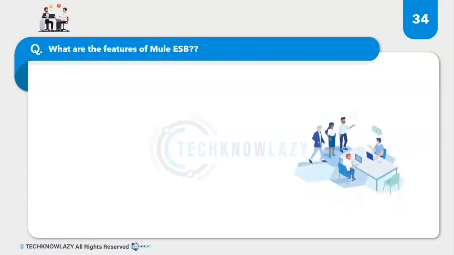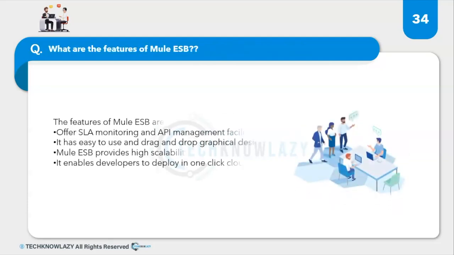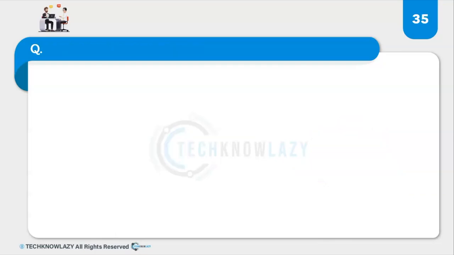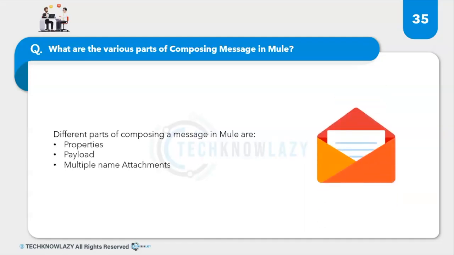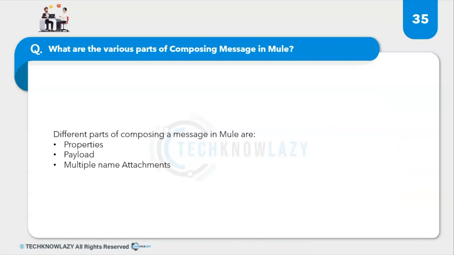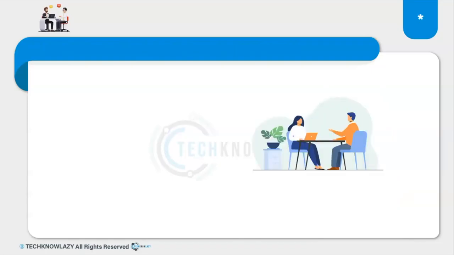Now the 34th question. What are the features of MuleSoft ESB? The features of MuleSoft ESB are it offers SLA monitoring and API management facility. It has an easy to use drag and drop graphical design. Mule ESB provides high scalability. It enables developers to deploy in one-click cloud. Now, last question. What are the various parts of composing a message in Mule? The different parts of composing a message in Mule are properties, payload, and lastly, multiple named attachments.